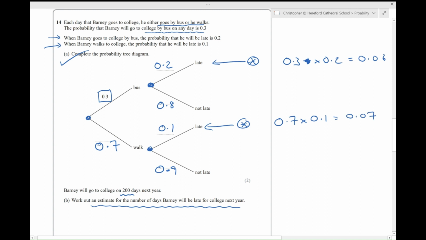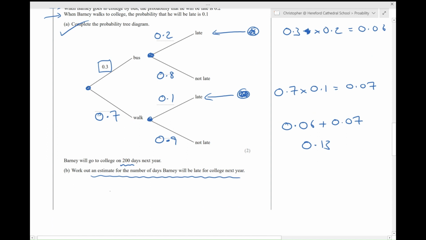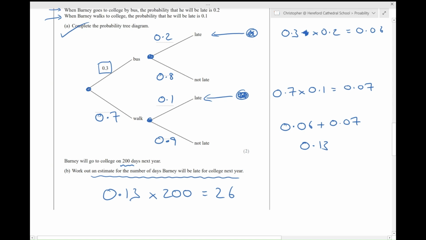So the probability of him getting to one or the other of these outcomes, the probability of him being late, is those two probabilities added together. So the probability of him being late is 0.13. So out of 200 days, I'd expect him to be late on 0.13 times 200 of them. And on my calculator, that's 26 days.